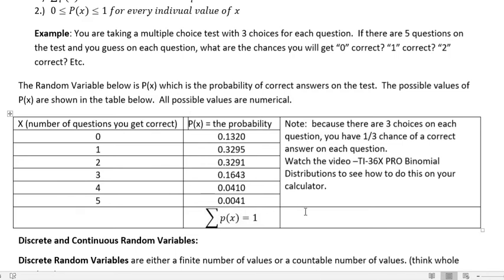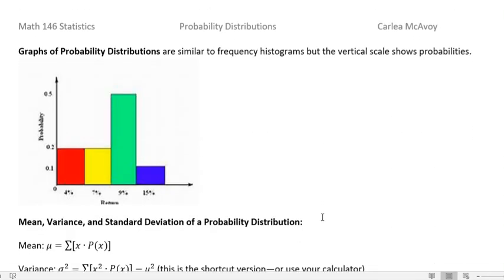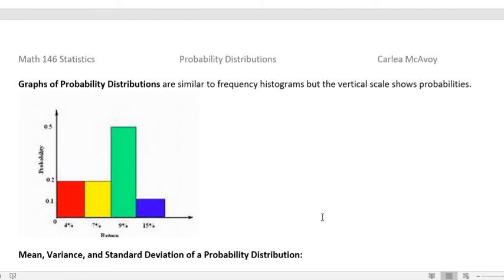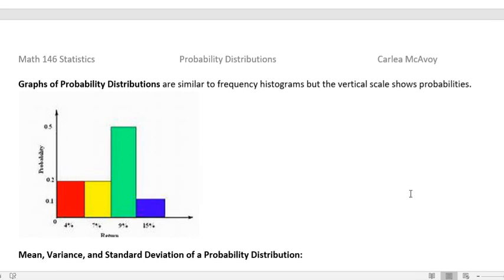That's one of the things we look for when we say, is this actually a probability distribution? It has to add up to 1 for us to be able to say that, and notice that all of our individual values are between 0 and 1. And then also just wanted to mention that we can do the graph of a probability distribution. The graphs are similar to histograms, but the vertical scale on a probability distribution has percentages rather than frequencies.